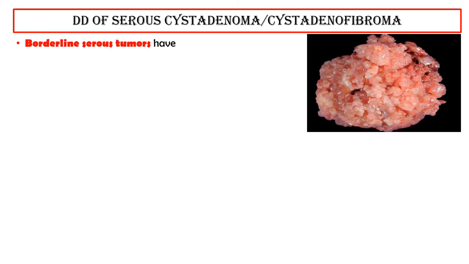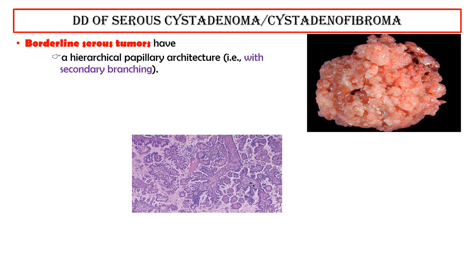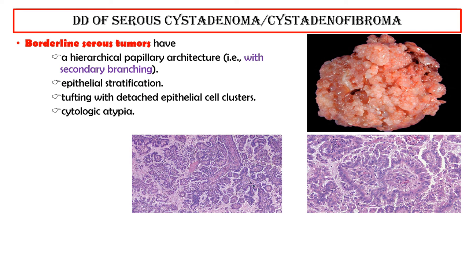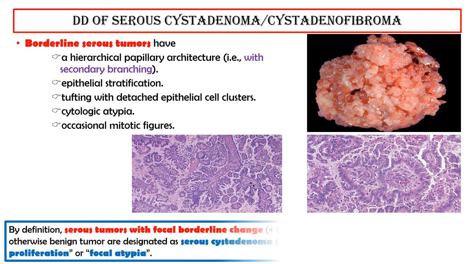Differential diagnosis of serous cystadenoma and cystadenofibroma. It includes borderline serous tumors, which have a hierarchical papillary architecture with secondary branching, epithelial stratification, tufting with detached epithelial cell clusters, cytologic atypia, and occasional mitotic figures.